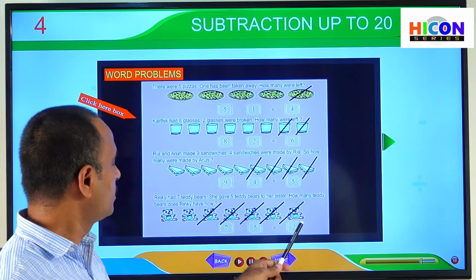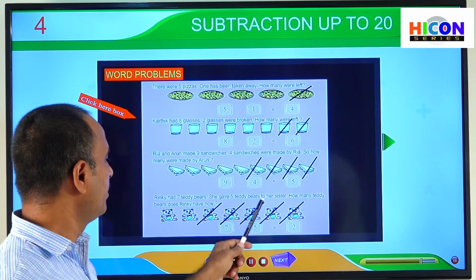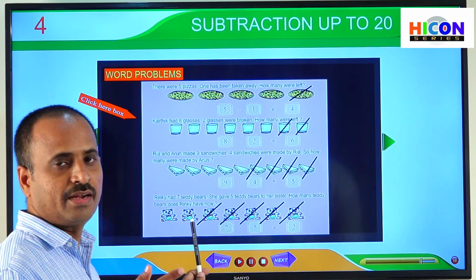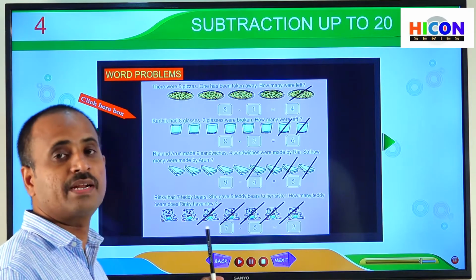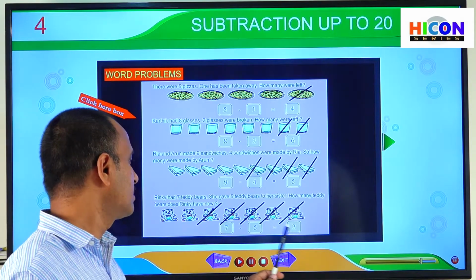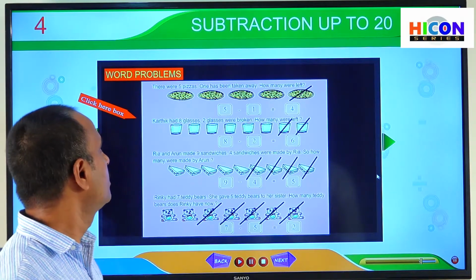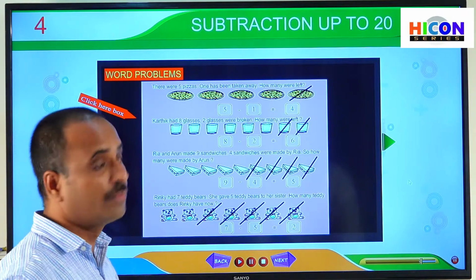So, children, observe carefully. 5 teddy bears are struck off. That means 5 teddy bears are taken away, and 5 teddy bears are subtracted from the 7. And the answer is 2. That means there are 2 teddy bears left.